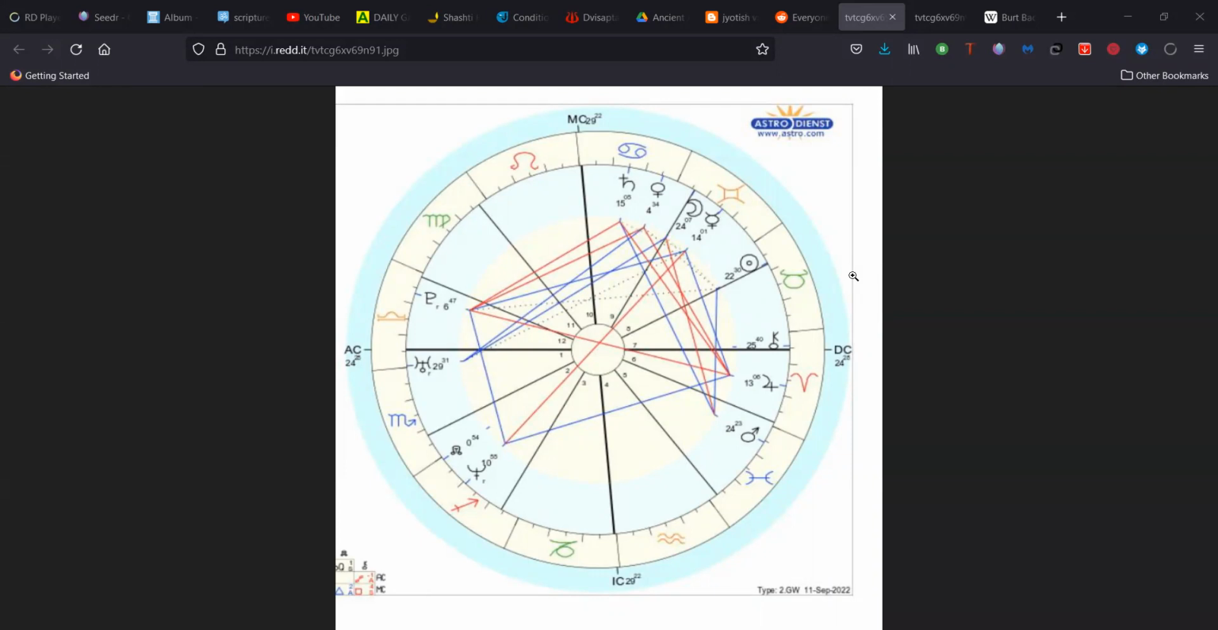Is there a house or sign you would associate with observation? Well, the mind is the observer, right? It would be Moon or Mercury. I mean, actually, the Moon would be the observer. Mercury would put our observations into words.